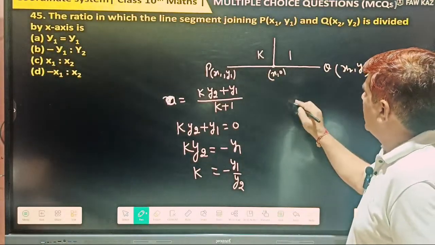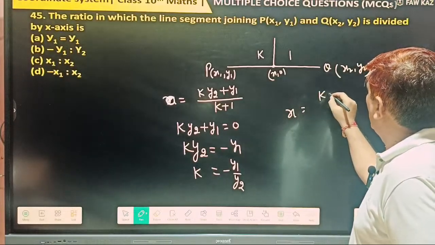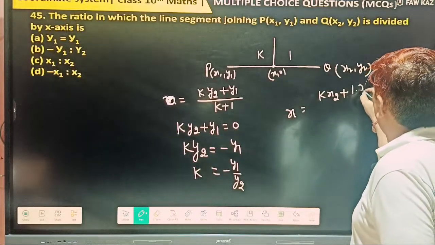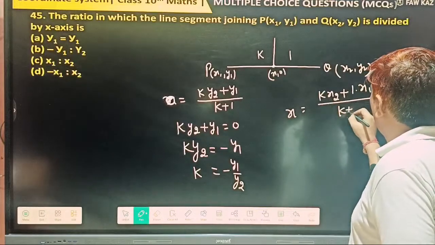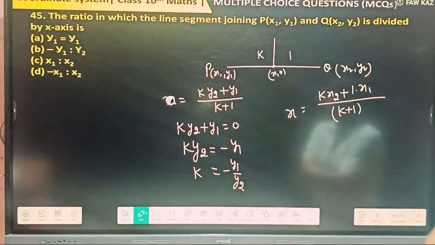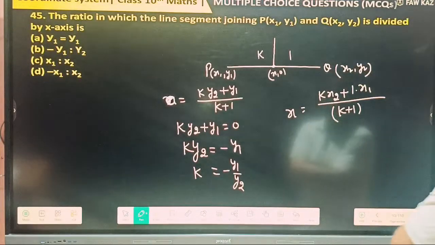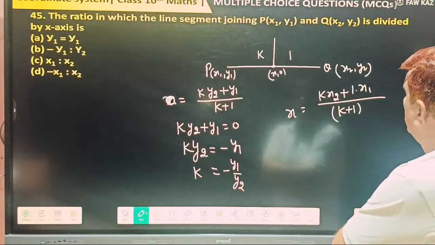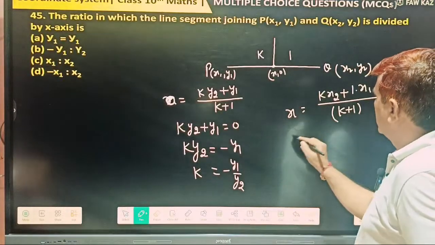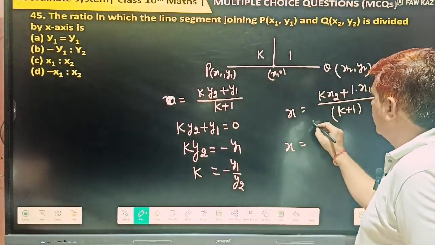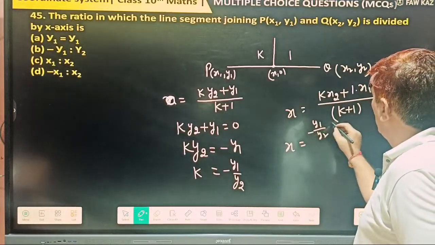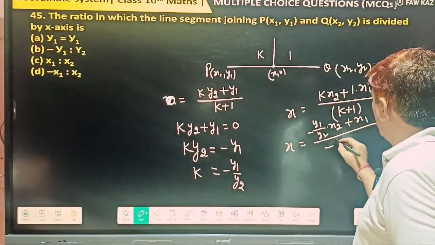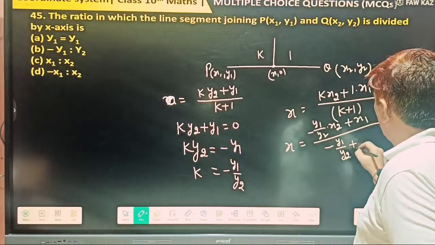So here, find out x. x is equal to (k x2 + 1 into x1) divided by (k + 1). Understood? So what is this? This is showing what's the value of k. K value is what? This. So x is equal to (k y1 by y2 into x2 + x1) divided by (minus y1 by y2 + 1).